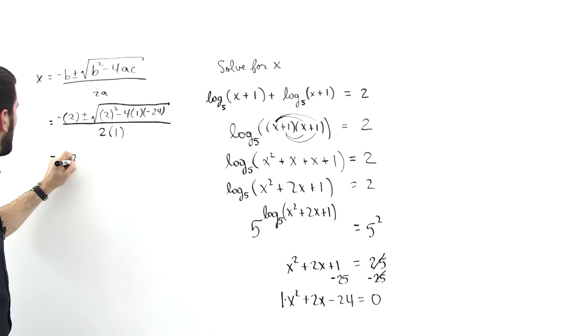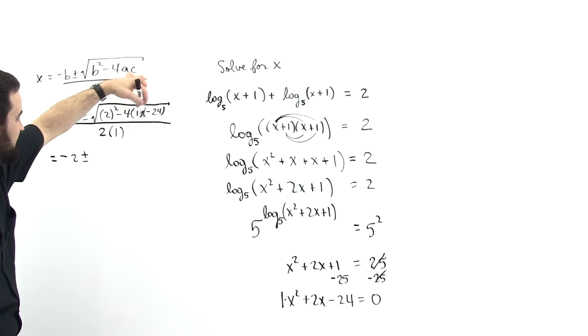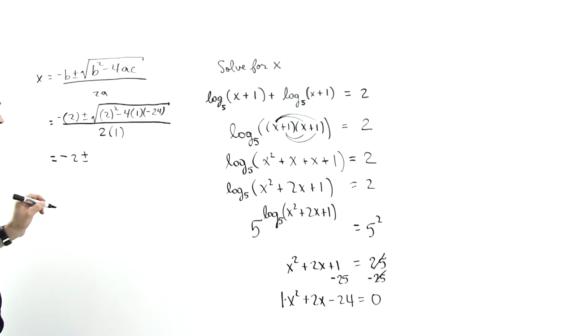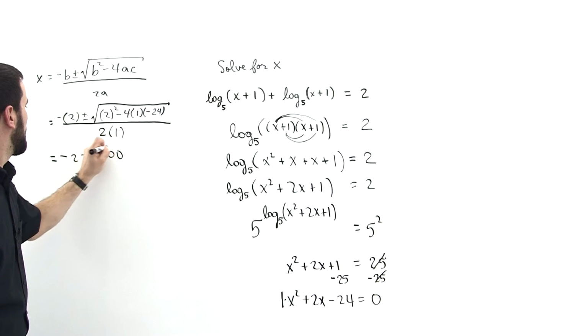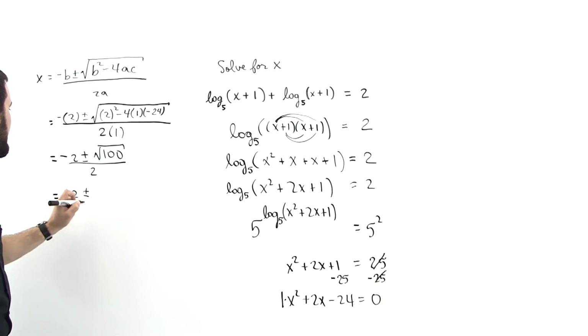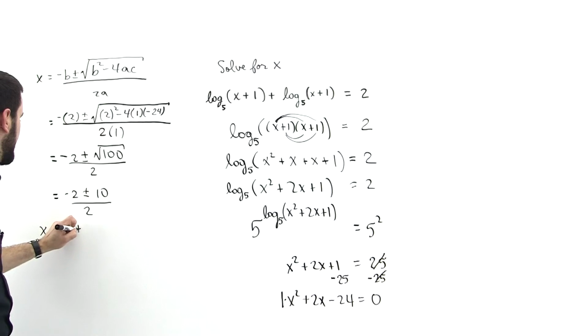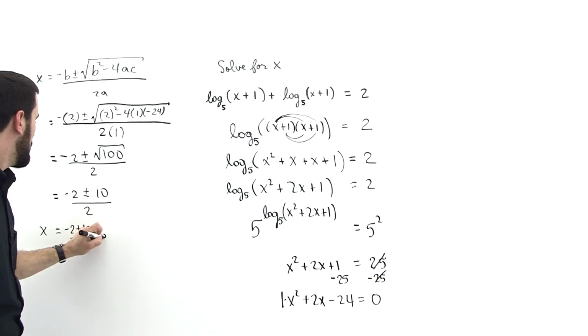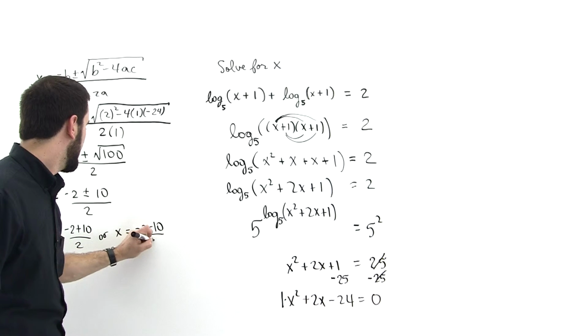Okay, so we have negative 2 plus or minus. This is 4 minus a minus, so this is 4 plus this term. 4 times 24 is 96. So 4 plus 96 is 100, so this is the square root of 100, divided by 2. So this is negative 2 plus or minus the square root of 100, which is 10, divided by 2. So x is equal to negative 2 plus 10 over 2, or x is equal to negative 2 minus 10 over 2.